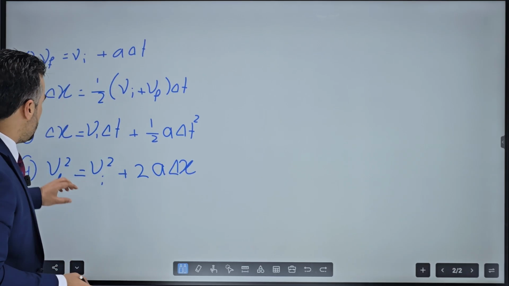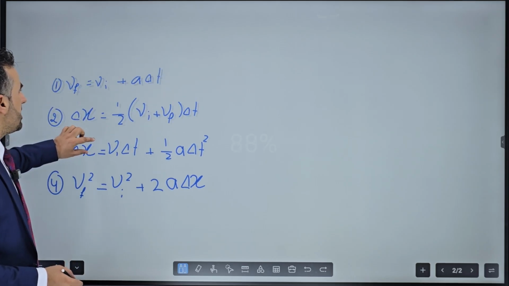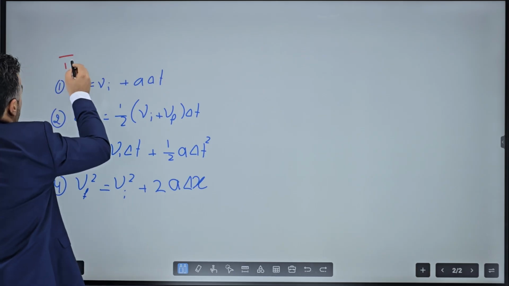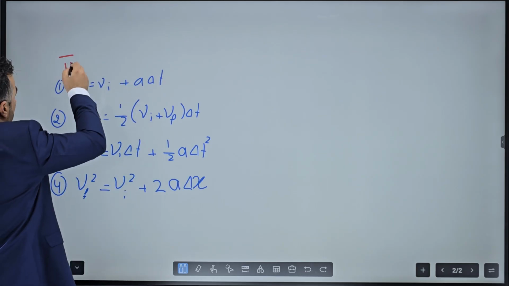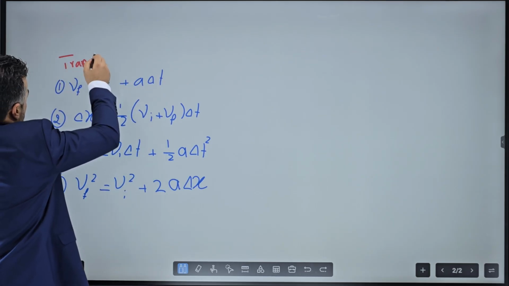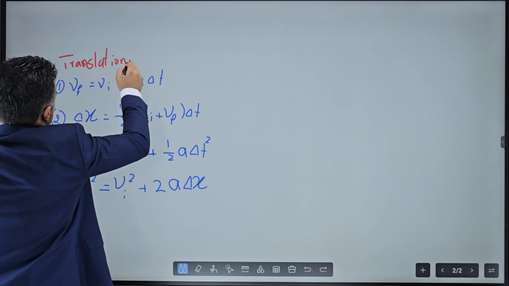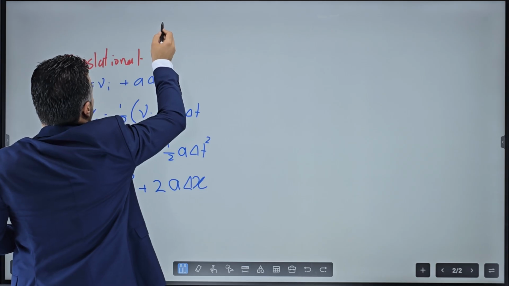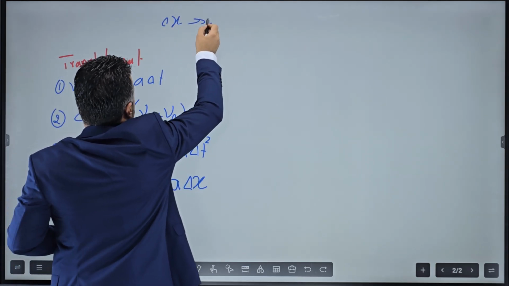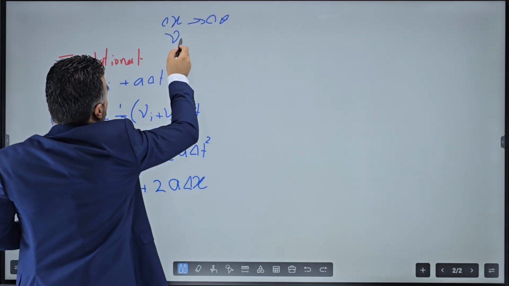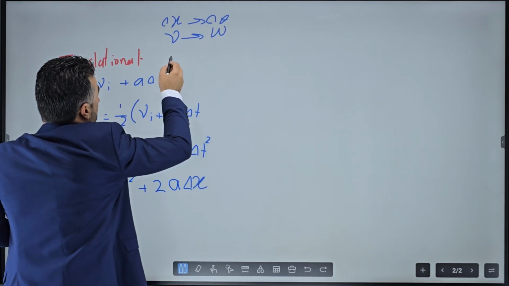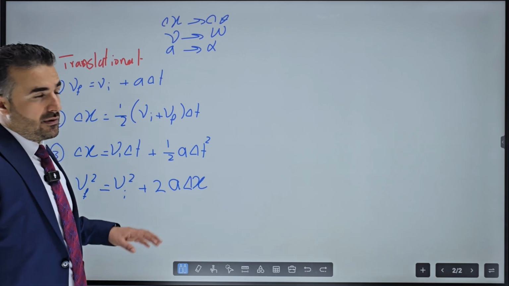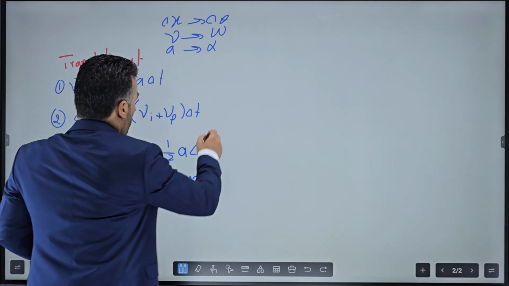But remember this, we said these are for linear motion, you can call them the kinematic equations for translational motion. And we said we're going to make these changes here. Instead of every delta x, we're going to write delta theta. Instead of every velocity, we're going to write angular speed. And instead of every acceleration, we're going to write angular acceleration. So let's rewrite them and see what they become.